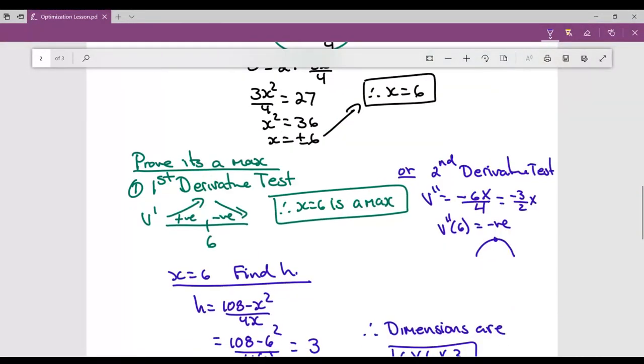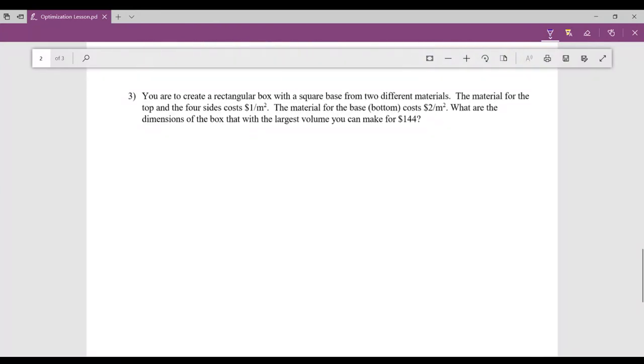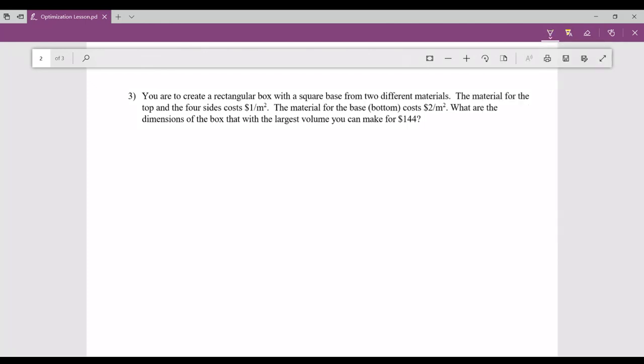All right, we have one more, the last one. Let's do brown. You are to create a rectangular box with a square base from two different materials. The material for the top and the four sides costs $1 per square meter. The material for the base, the bottom, costs $2 per square meter. What are the dimensions of the box? All right. This box has a top.